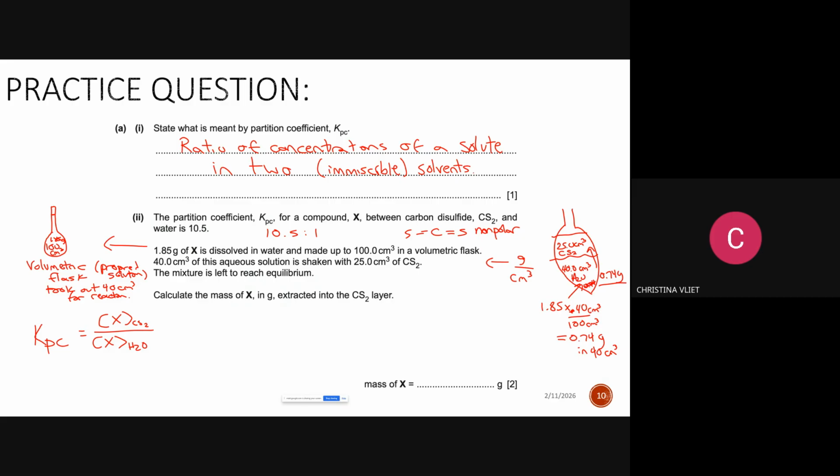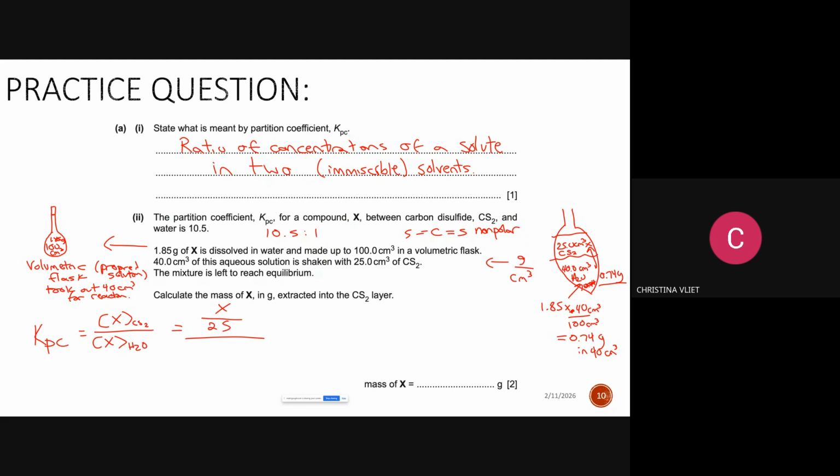But that's not how much is in that layer because some is coming out to the CS2. How much is coming out to the CS2? Isn't that X? So for our actual math, the CS2 is on top. How many grams of X will be in CS2? We don't know that. So we're going to call it X. What's the volume of CS2? It's 25. Do we agree? Are we good with that? What about the bottom? The water part. How many grams of this is in the water?